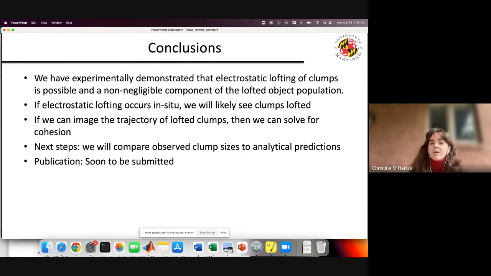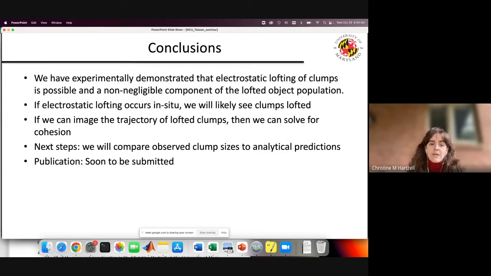In conclusion, we have experimentally demonstrated that electrostatic lofting of clumps is possible, and that clumps could be a non-negligible component of the lofted object population. Thus, we predict that if electrostatic lofting occurs in situ, we will likely see clumps lofted in addition to grains. We can also solve for the cohesion on the regolith if we can image the trajectory of the lofted clumps.